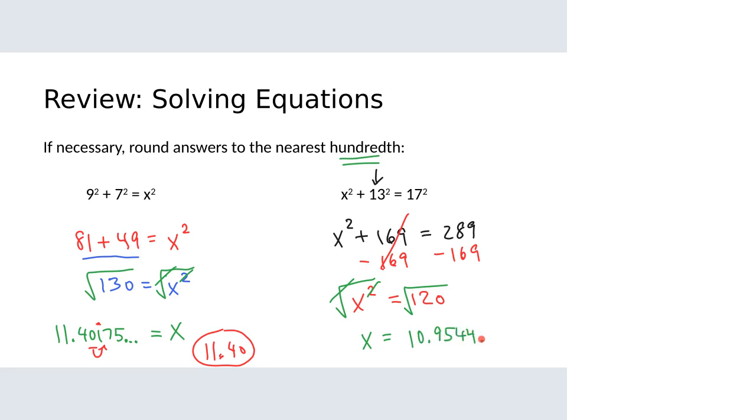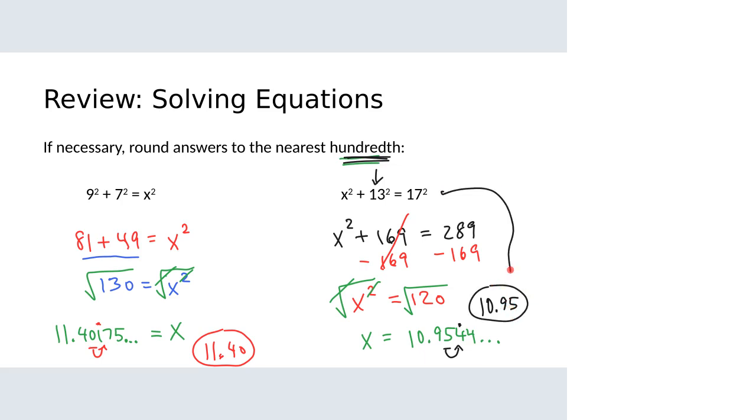And that keeps going. But I was told to round to the nearest hundredth. So we'll find the hundredths place. We're either going to round this up to 10.96 or round it down to 10.95. Those are the only two choices. I look one space to the right. Since that's 4 or lower, I'm going to round this down to 10.95.